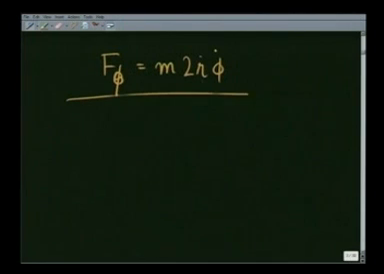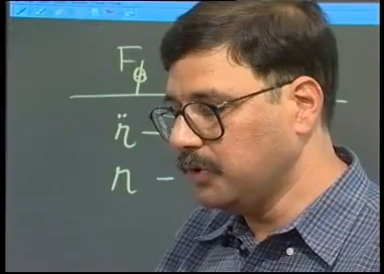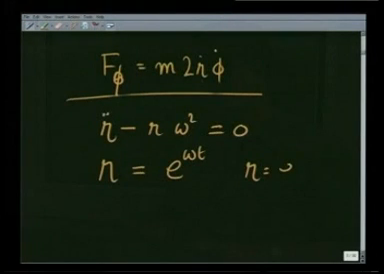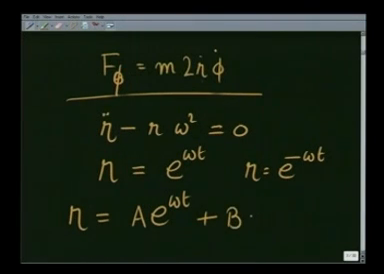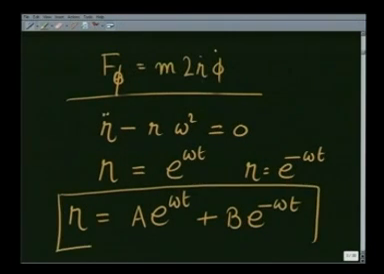To start solving the equation, let me go back to the earlier equation r double dot minus r omega square is equal to 0. You can see by inspection that this has two solutions, r equal to e raised to omega t or r equal to e raised to minus omega t. And therefore, the general solution r is going to be a, where a is a constant, e raised to omega t, plus b, where b is another constant, e raised to minus omega t. This is how r is going to change as a function of time. The constants a and b are fixed by the initial condition.